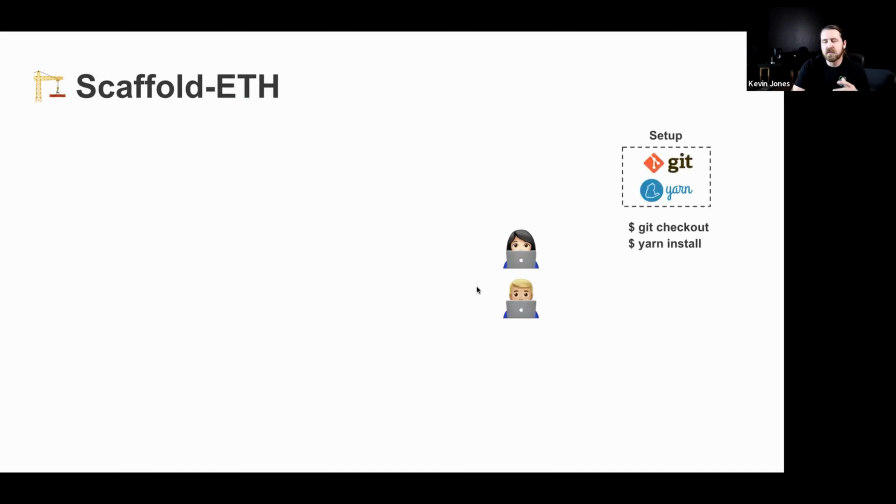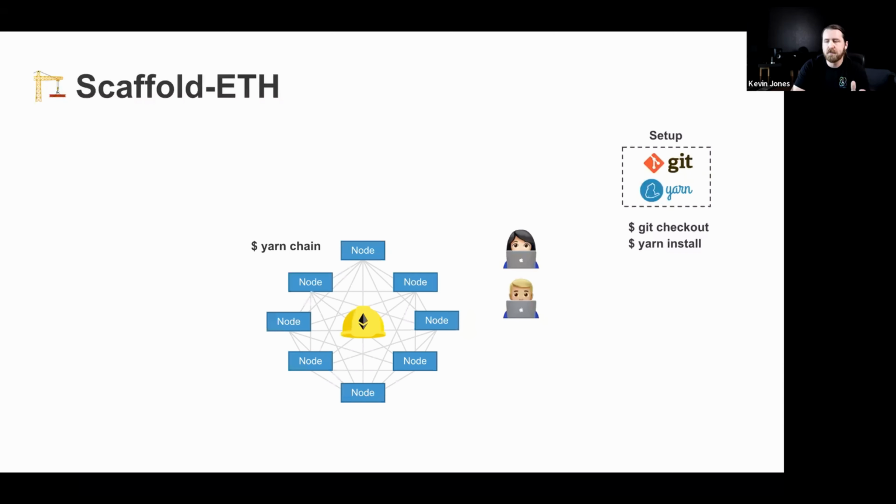So enter Scaffold-ETH. Scaffold-ETH, again, is this toolkit that is open source. It's available on Git, and anyone can go there and check it out. If you do a quick Google search, it'll be the first thing that shows up. All you have to do is check out the code and install the dependencies with Yarn. So the prerequisites are that you have Git, obviously, to check out the code, Yarn as a package manager to deploy your application and to spin up all the scripts that are part of Scaffold-ETH, and then you have to have Node.js.